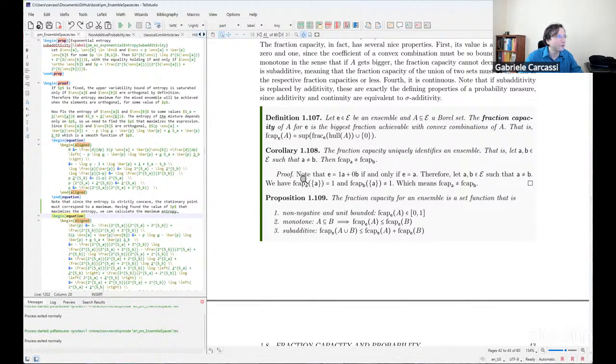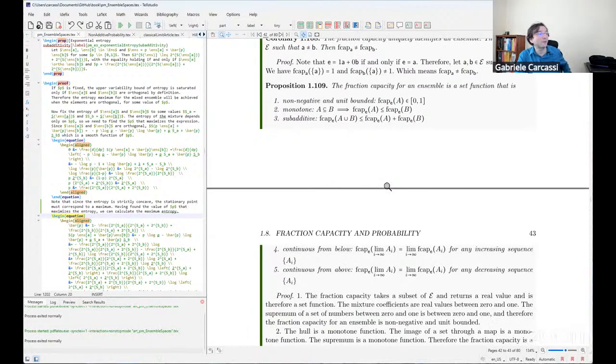And again, the proof is simple. Note that E equals 1A plus 0B if and only if E is equal to A. So now let A and B be in the set such that they're different. Then the fraction capacity of A for A is equal to 1, and the fraction capacity of A for B is going to be different than 1. And so the two things are different.